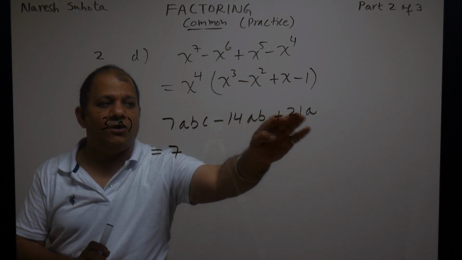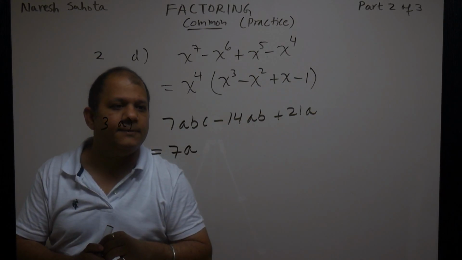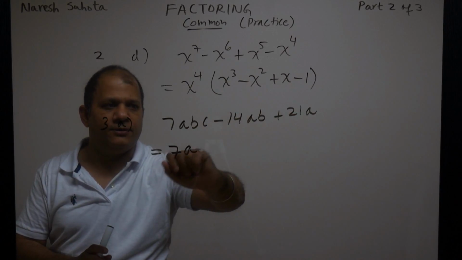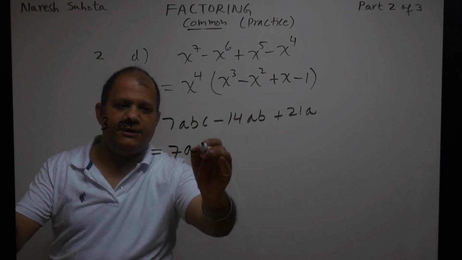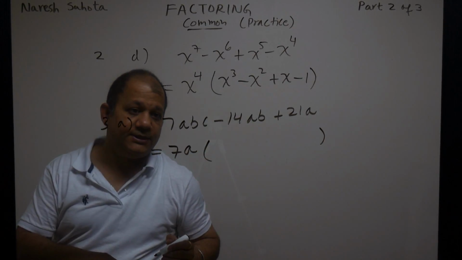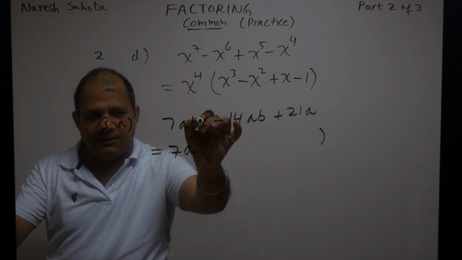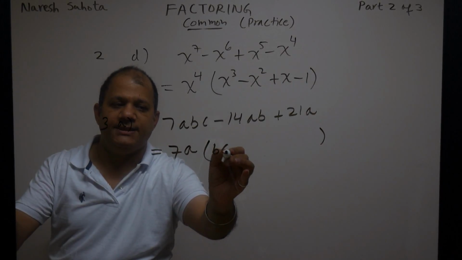So a appears in all three terms. So a is common, and the exponent is 1. B appears in the first two, not in the third. C appears in the first, but not in the other two. So the common factor here is 7a. And now we're left with the three terms. So 7a, so from 7abc, we pulled out a factor of 7a. So we're left with a factor of bc, right?